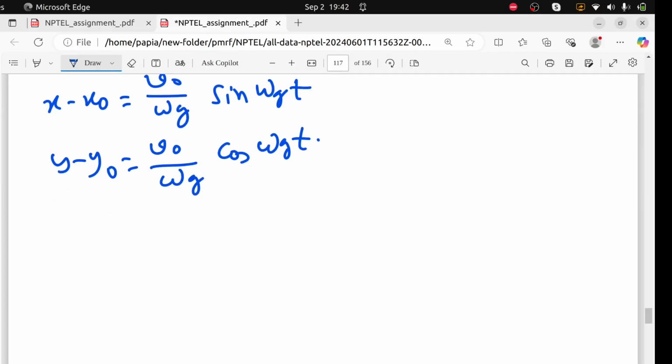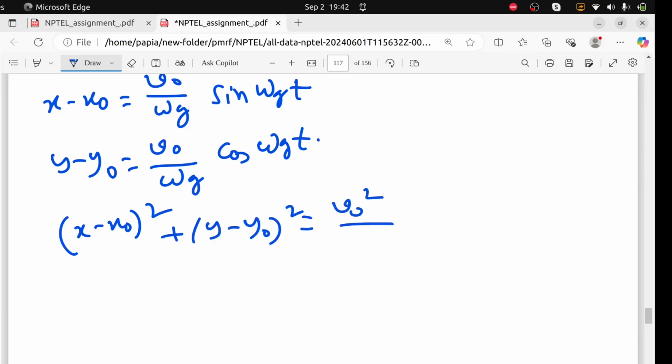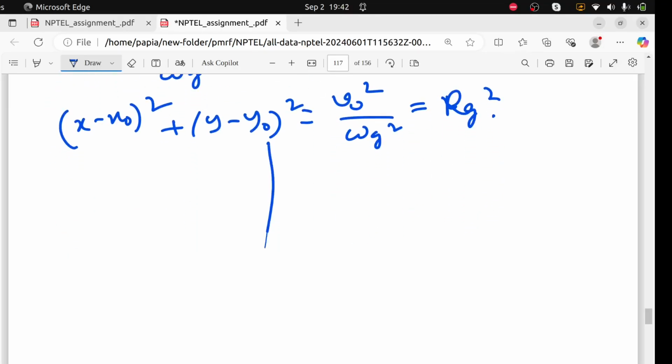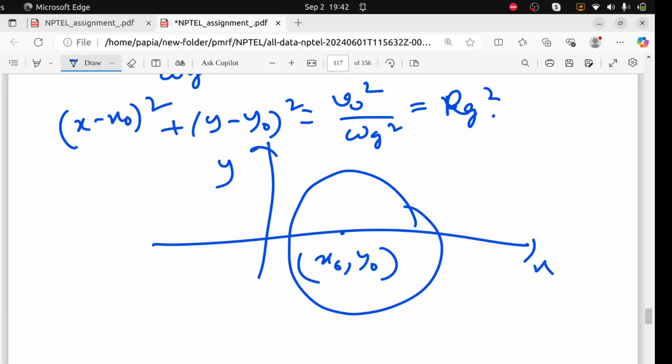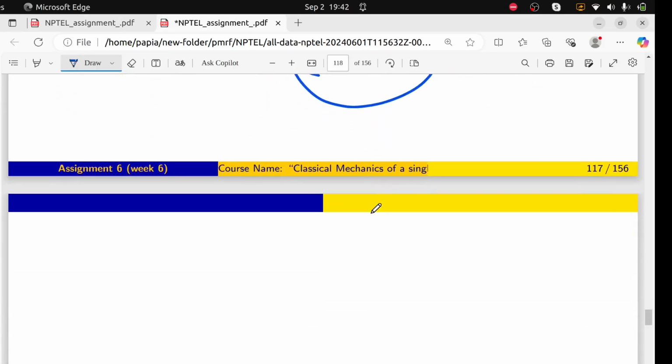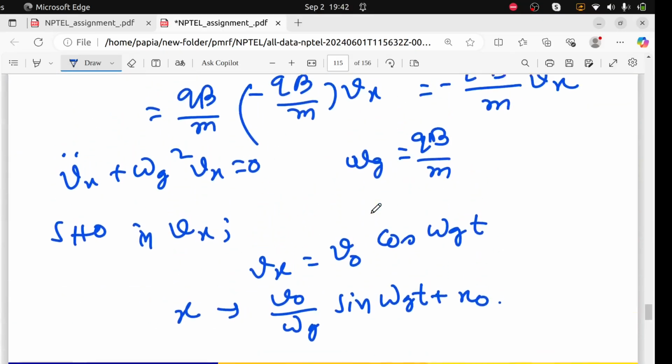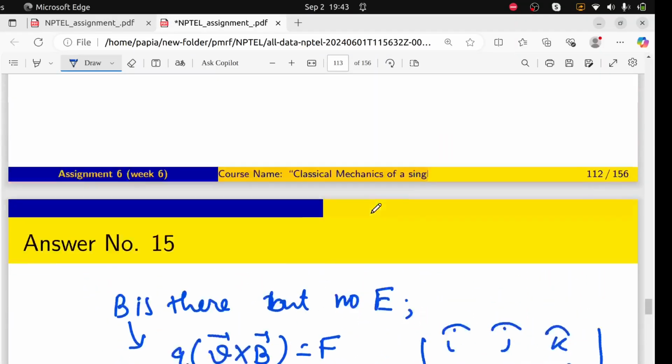So if I calculate (x minus x0) whole square plus (y minus y0) whole square, it is v0 square by omega z square, and let's say this is rg square. So this is nothing but a circle of radius rg with center (x0, y0) in the xy plane, but due to the z it will be gliding, a helix-like thing along the z-axis. So let me come to the option.